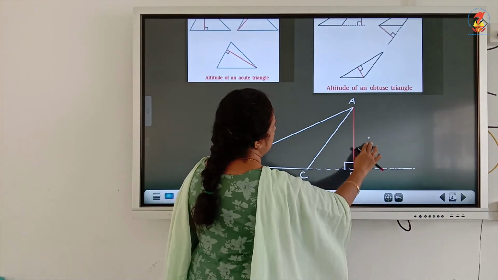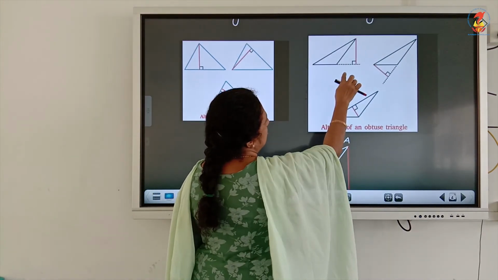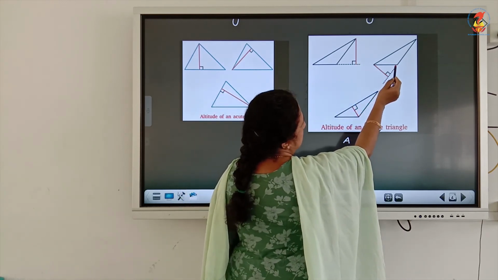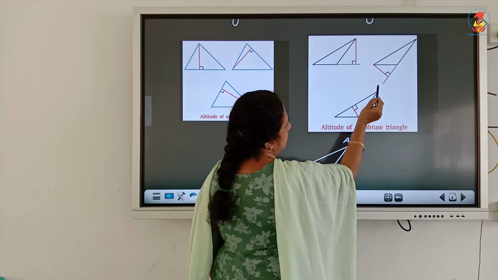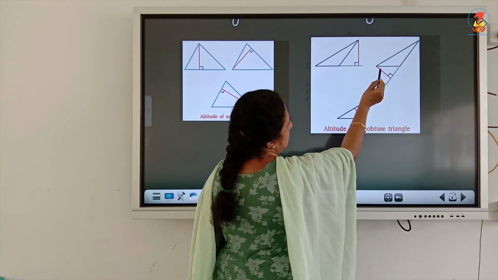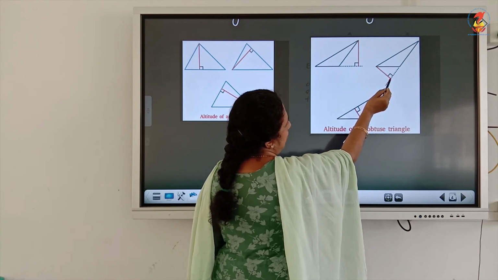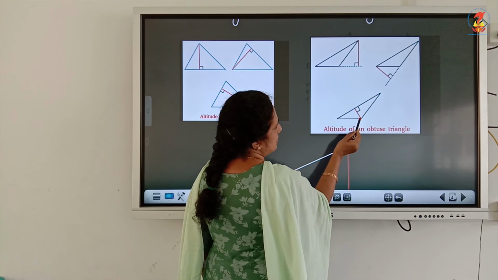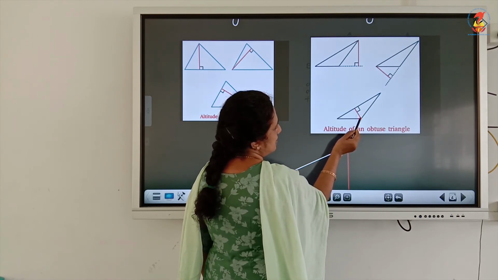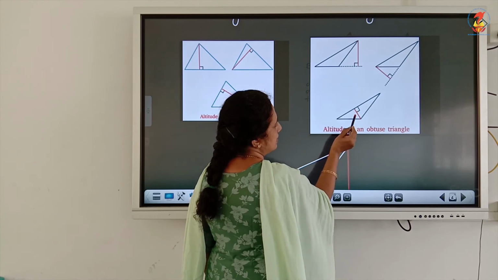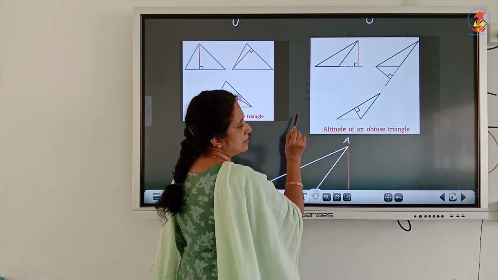Then this is the first case. The altitude is outside the triangle. Now when we look here, you can see that if you produce this side from this vertex, this red line segment represents the altitude. It is also outside the triangle. Suppose you want to draw the altitude from this vertex, from that vertex we can draw the altitude, and it is in the interior part of the given triangle.